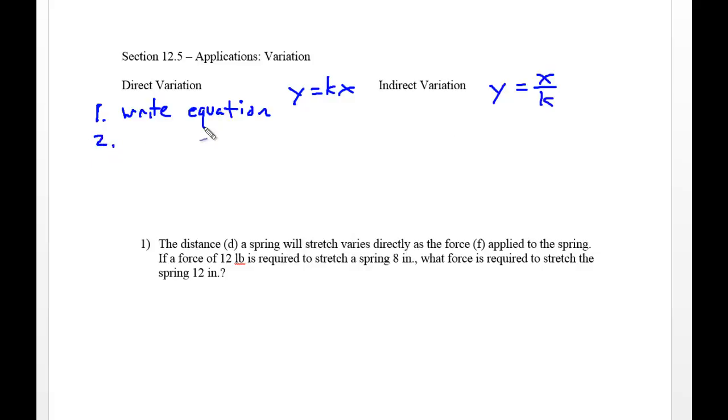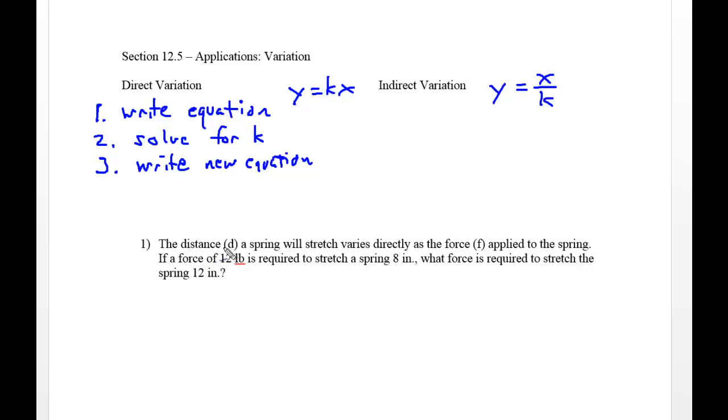The second thing we're going to do is solve for k and figure out what that scalar is, what that letter k is. Then number three is to write the new equation and use it in solving the sentence. The new equation will have k known in the problem, because we're going to start out with k unknown and figure it out. So let's show how this plays out. I only have 5 examples here, so these go pretty quickly.